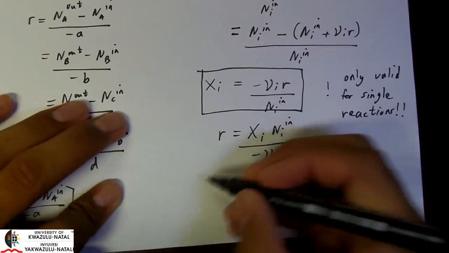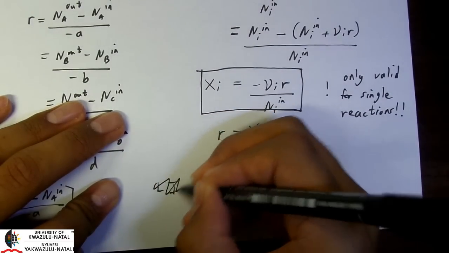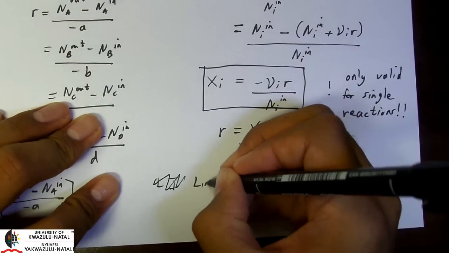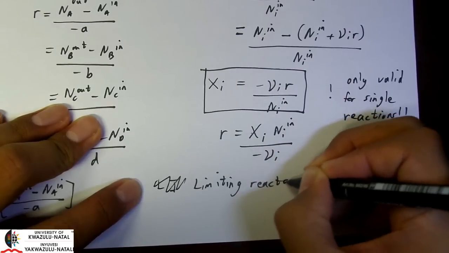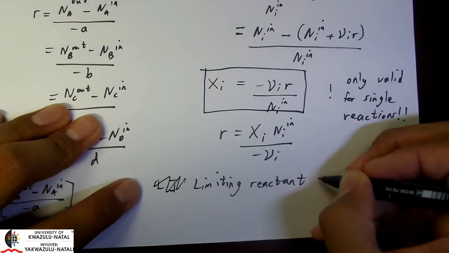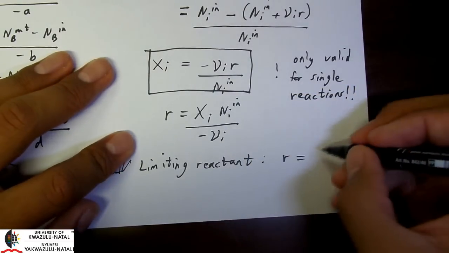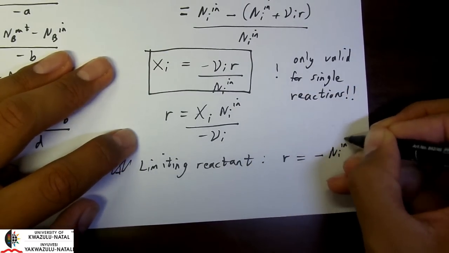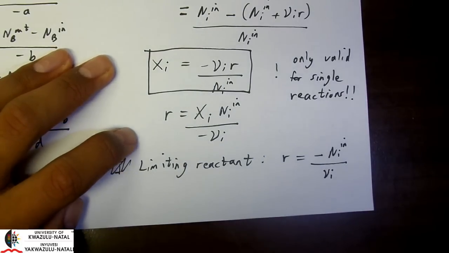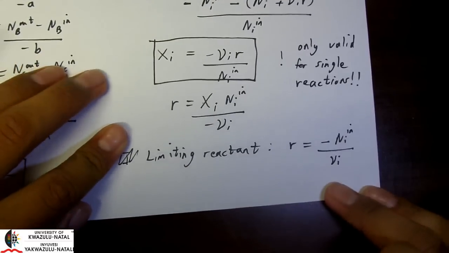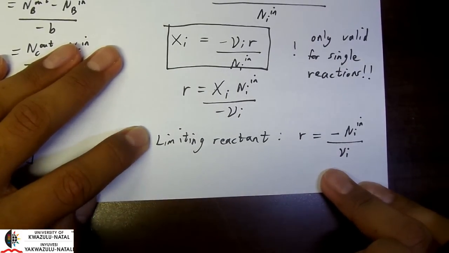And in this case, for the limiting reactant, we have a relationship of R is equal to negative Ni in over our stoichiometric coefficient. This will become useful later. We will look at an example on this perhaps.